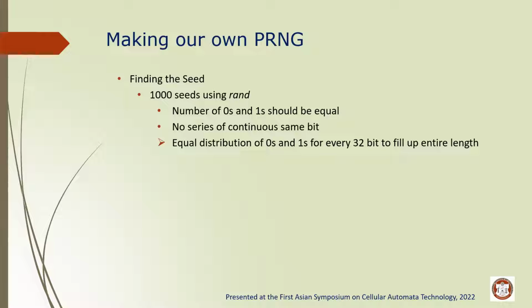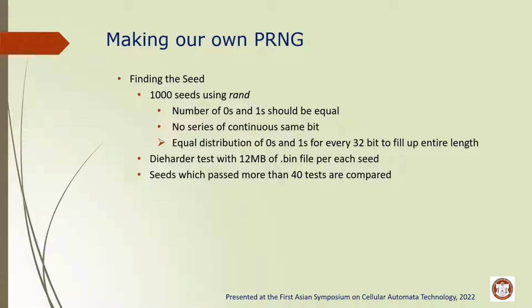With this setup, we ran the CA and generated a small 12 MB bin file for every seed and tested with Dieharder. For this small size, obviously Dieharder will fail, because it works best with files of more than 10 GB. But we considered only those seeds which passed more than 40 tests even at this small size.